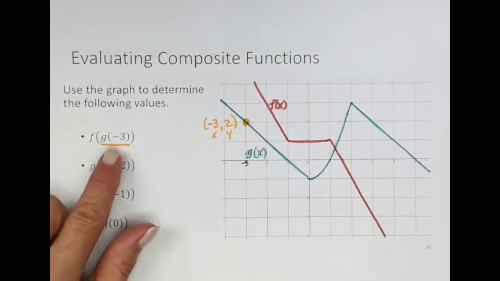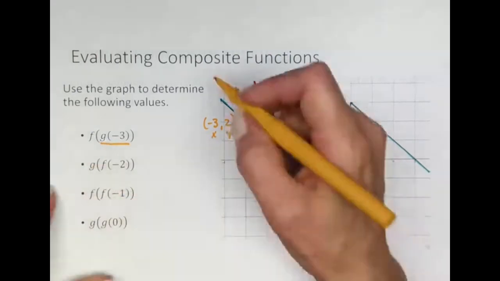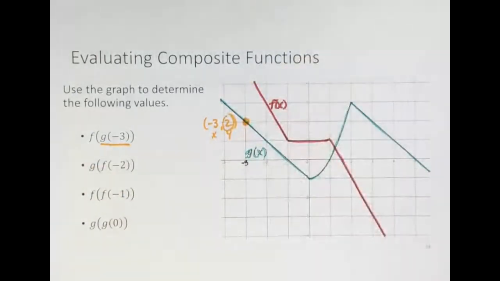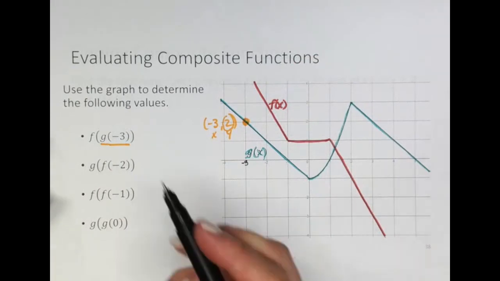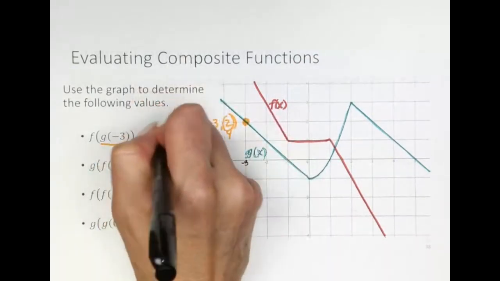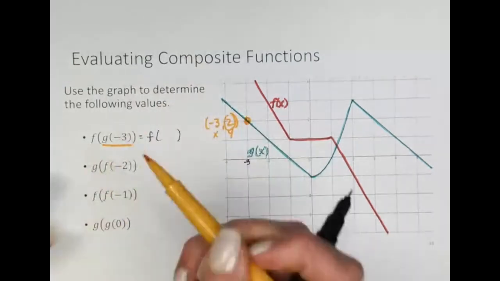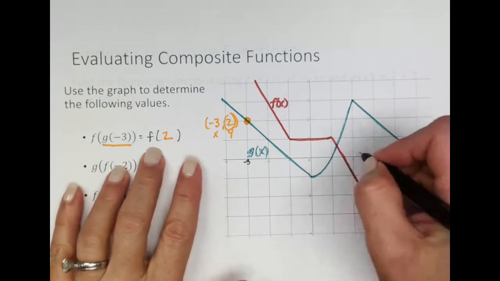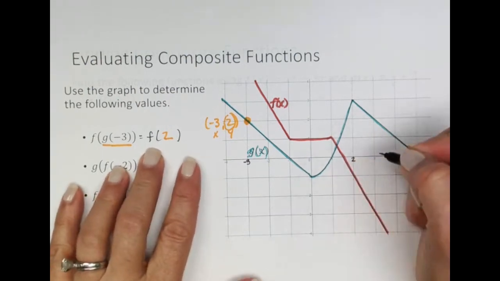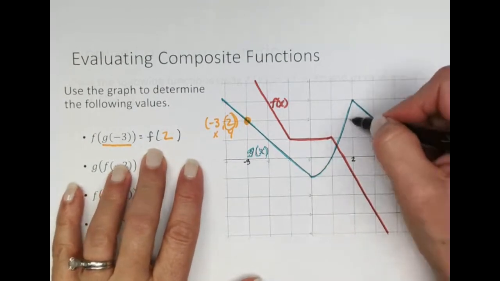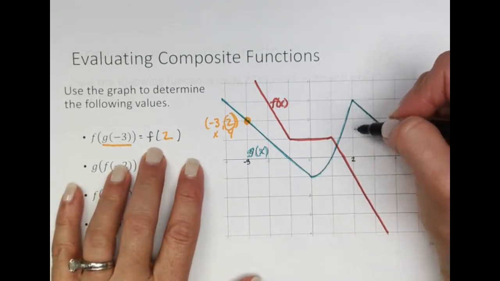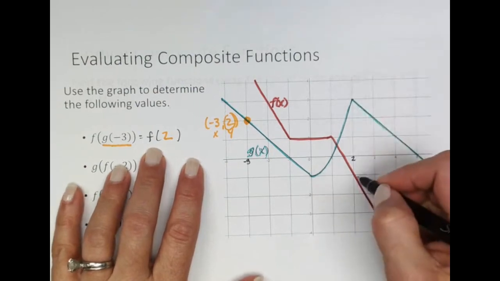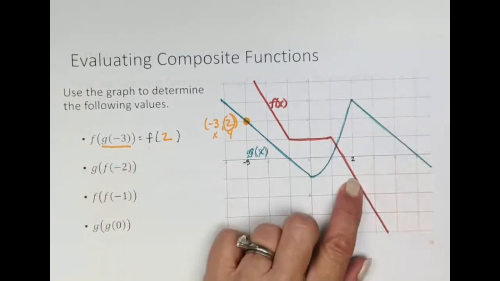So this means that g of negative 3 equals what? It equals 2. So f of g of negative 3 is really f of 2 when we evaluate that inside function. So what's f of 2? We have to go over to the f graph now, and find where x is 2. There's where x is 2. So that's going to correspond to this point down here.